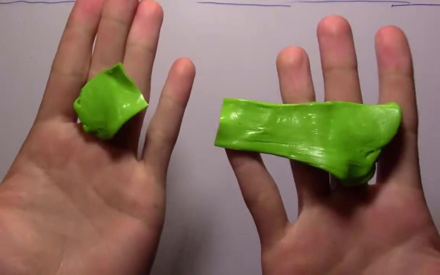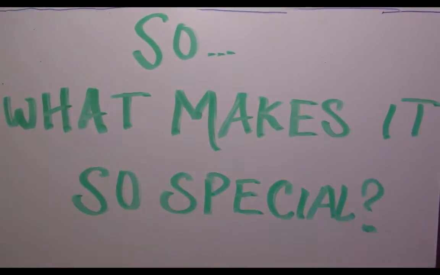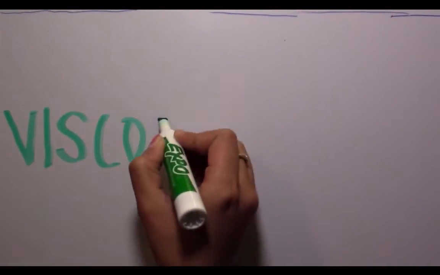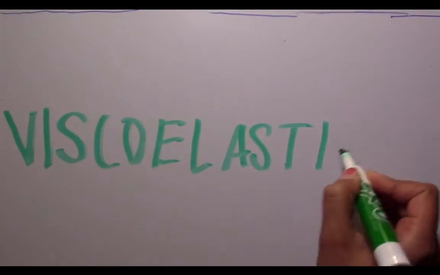Remember how much you loved playing with Silly Putty as a kid? You can bounce it, stretch it into different shapes, and snap it. So what makes Silly Putty so special? Silly Putty is a viscoelastic polymer that has some unique properties which make it fun to play with.